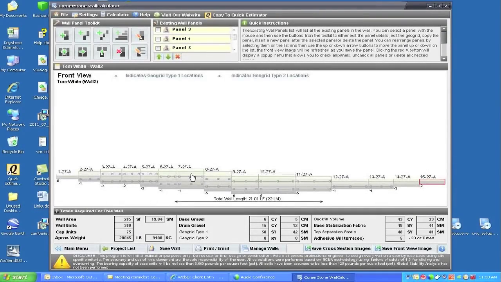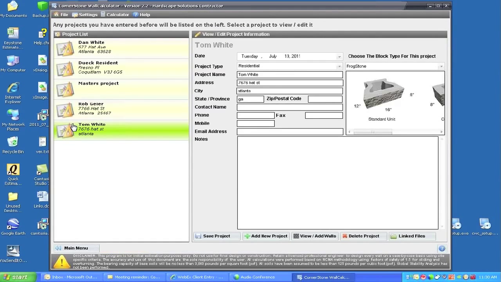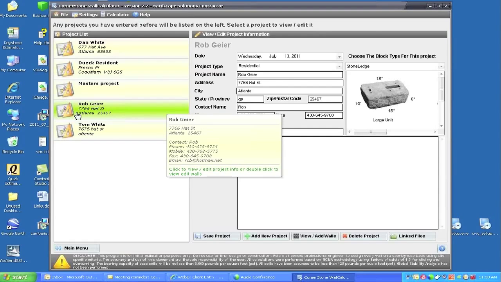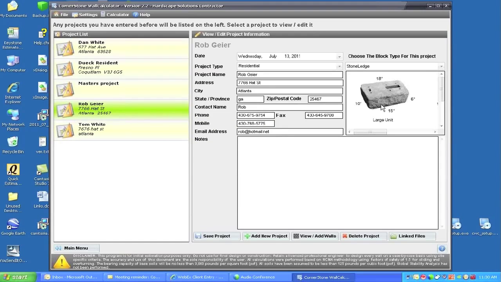The last thing I was going to show you, going back to the project, was the difference between a double-sided wall, which we didn't have in the Frogstone project, but under the Rob Gear project, where I have used a stone ledge, and you can see the number of pieces that are involved. This is an ashlar pattern, double-sided units with caps, corner units.